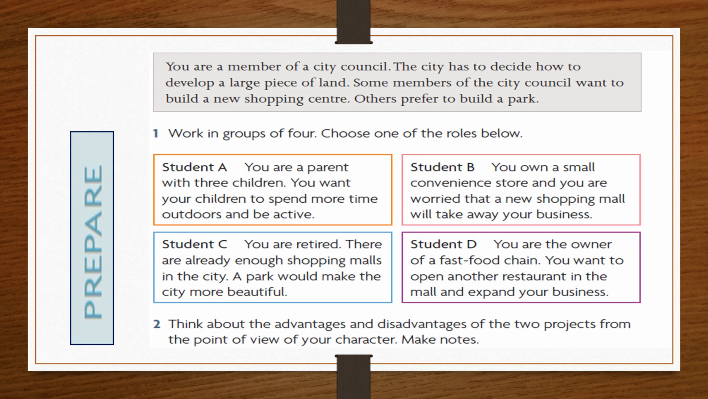First, let's prepare ourselves together. You need to be a 4-person group. Each one is going to take one of the following roles. One is going to be student A, one is going to be student B, a third student C, and the final one is going to be student D. Each one is going to be one of these students.